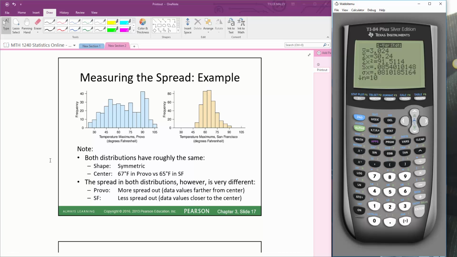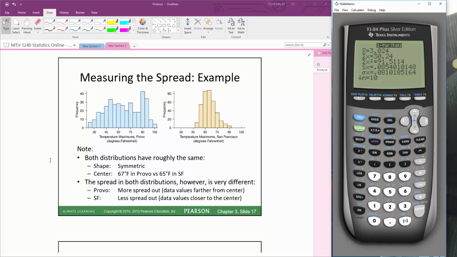So some things I wanted to note is that both of these distributions have roughly the same shape. They're both symmetric, and they both have a center that's in about the same spot. In Provo, I estimated the center to be about 67 degrees, where in the San Francisco example, I would probably put that at about 65 degrees.